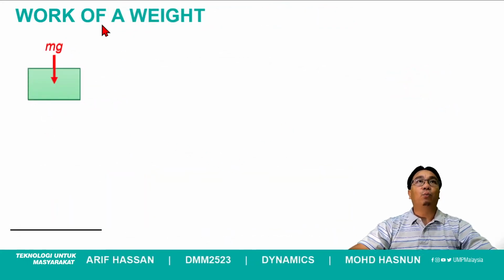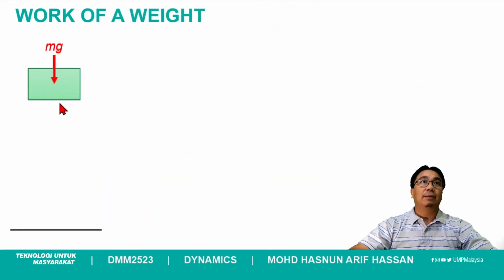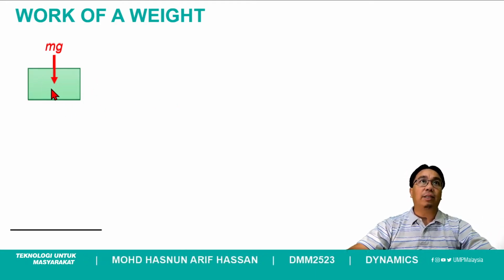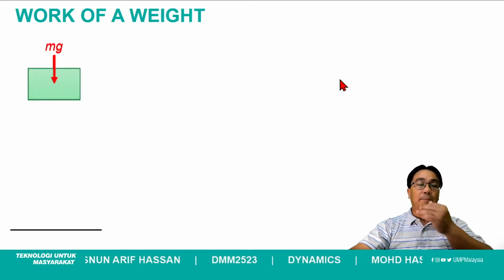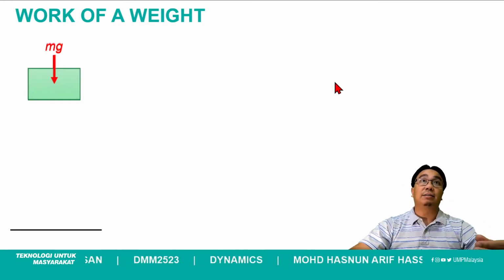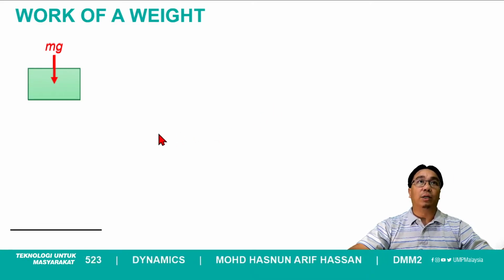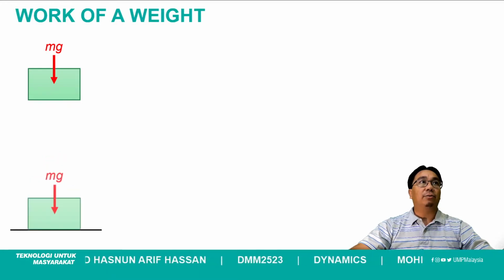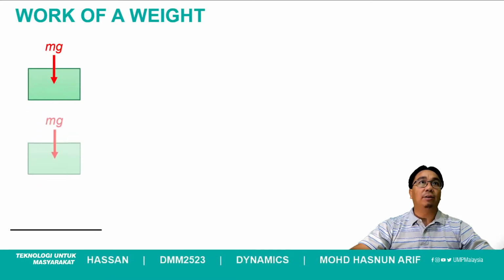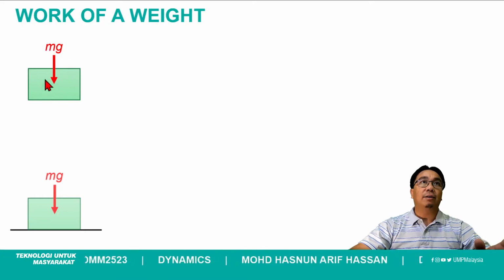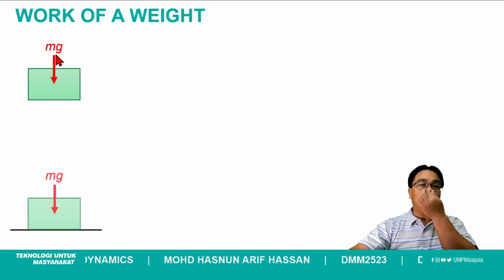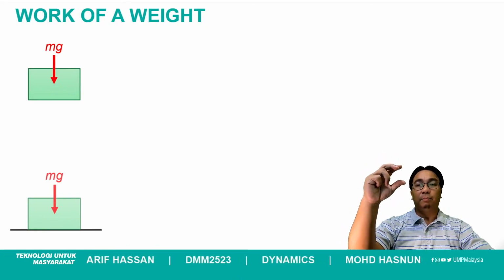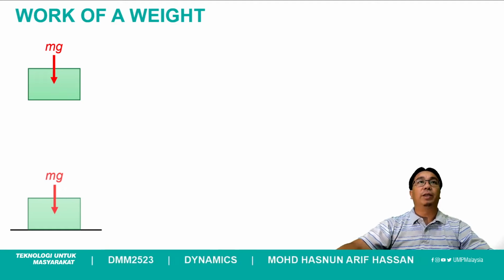Now, let's look at work of a weight. Okay. Sebelum ini kita katakan dalam kes yang pertama tadi, bila kotak ini bergerak ke kanan sahaja, weight tidak melakukan kerja. The weight is not doing any work. But what if the box is now going down? Okay, the box is going down purely due to the weight. Maksudnya dia macam free fall lah. Kita just release the box from a certain height. Because of the weight, the box is going down.